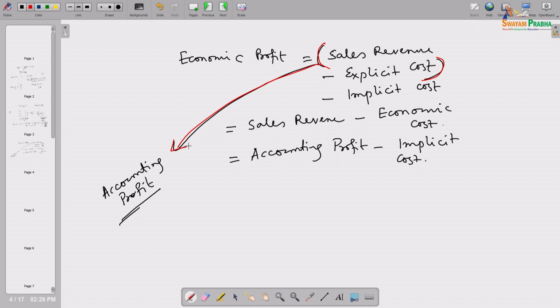So, different concepts. Definitely you can understand that economic profit will be less than or equal to accounting profit. So, when will it be equal? When there is no implicit cost, when all the costs you are incurring in your production activity are explicit in nature. So, you understand what implicit cost is, what explicit cost is, and so on.